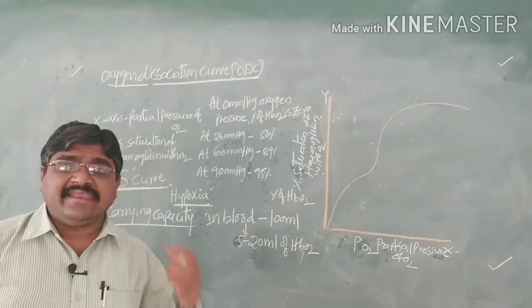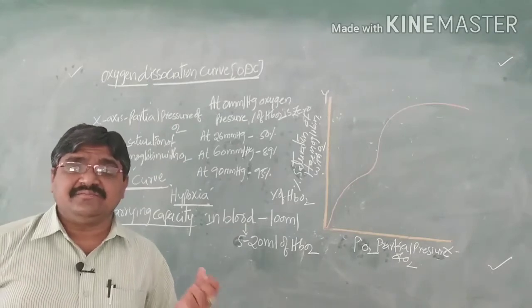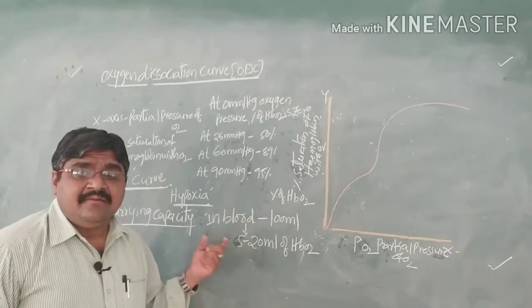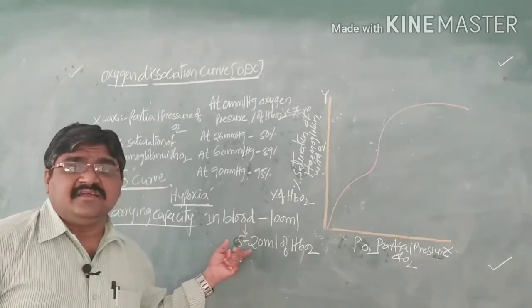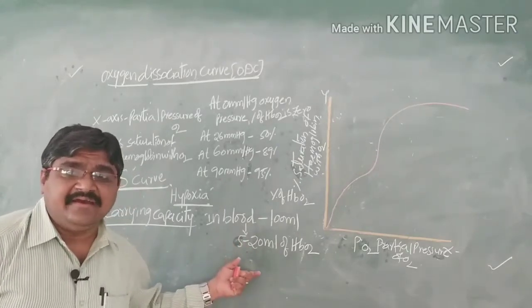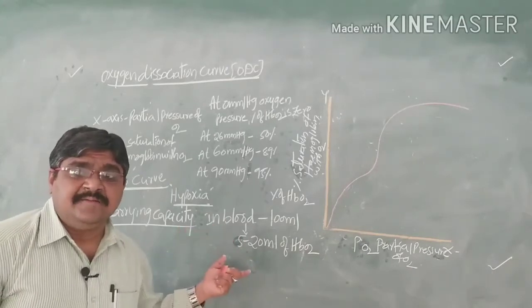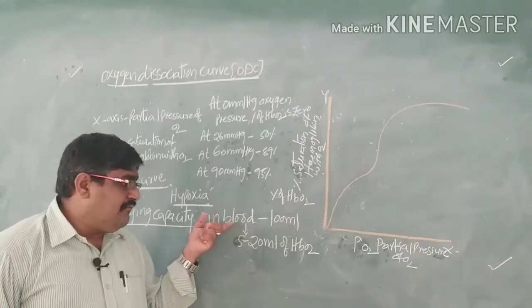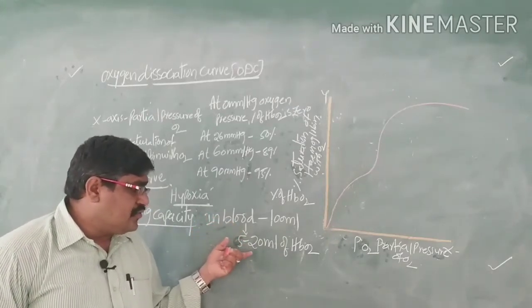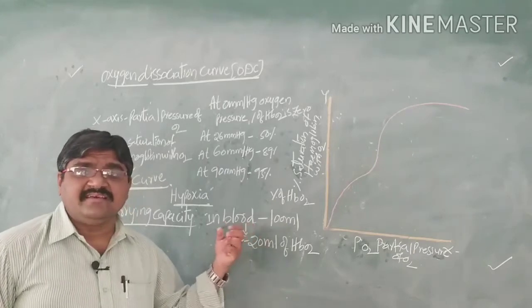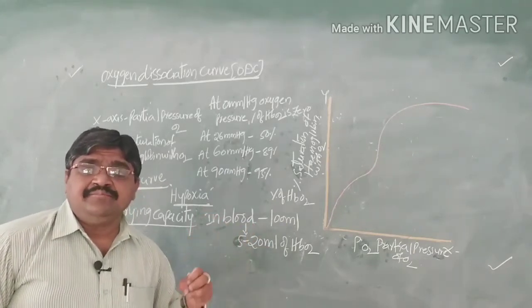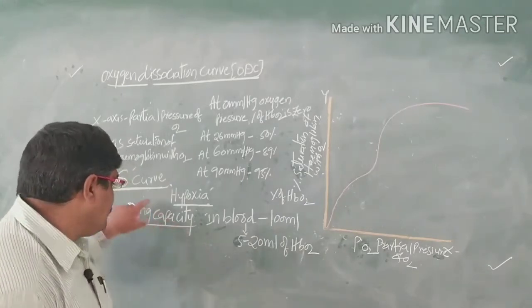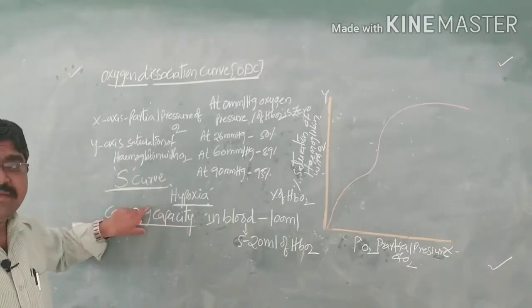That means carrying capacity is how much oxygen, in the form of oxyhemoglobin, is carried by the blood. So that capacity is called the oxygen carrying capacity. In 100 ml of blood, 5 to 20 ml of oxyhemoglobin is carried by the blood, and it passes to different parts of the body. So this condition is called the carrying capacity.